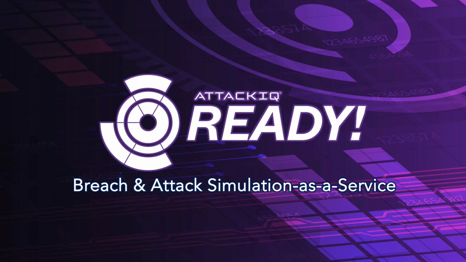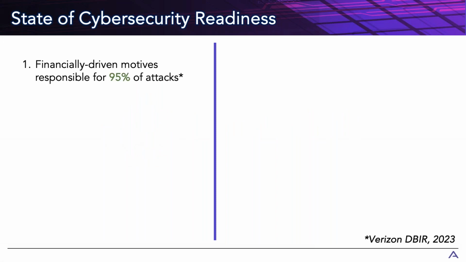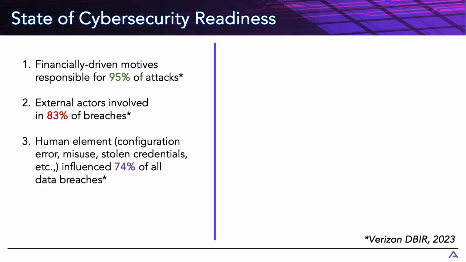Thank you, Madison. Thank you all for joining. This is an overview of AttackIQ Ready and how you can use it to test your security controls. Here are some recent security statistics. Financial gain has been cited as the primary motivation for 95% of attacks. Verizon found during a recent study that 83% of breaches are initiated by external threat actors.